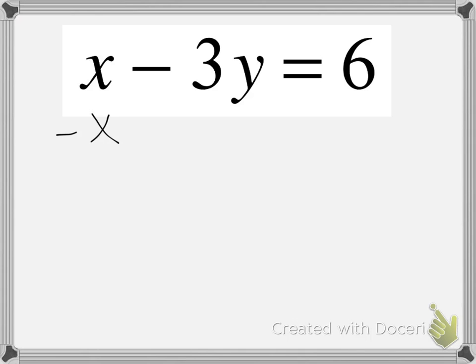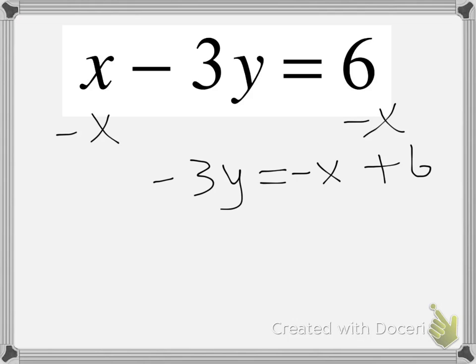Again, subtracting x from both sides, bringing down our negative 3y, it's equal to negative x plus 6. Last step, we're dividing by a negative 3. And when you divide, make certain that every single term, and terms can be easily found because they're separated by pluses and minuses. So that's going to be 1y.